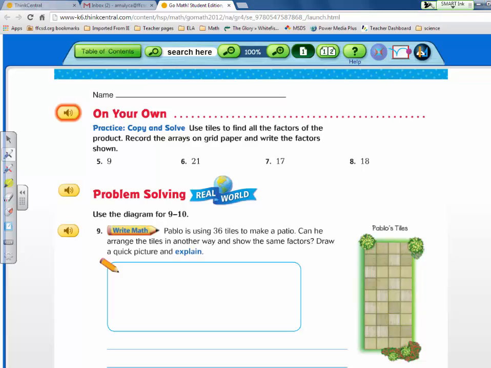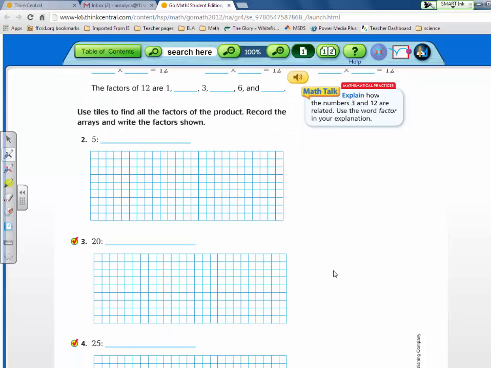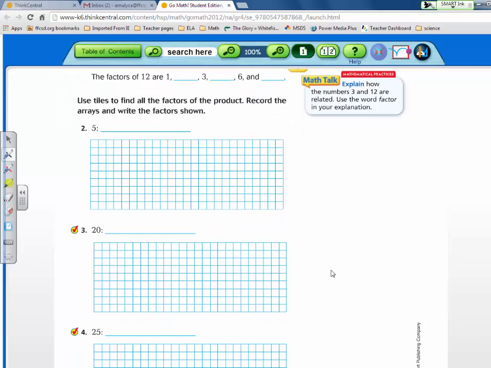So if we take a look at the models that we created on the first part of this lesson, you can see that we came up with different ways that we could list factors. I'd like to do two of them with the model for you. The first one is 5. So if I want to make some pictures, I know that I could get 5 by doing a 1 by 5 array. 1 times 5 will give me 5. And then I can't think of any other multiplication problems to make 5.